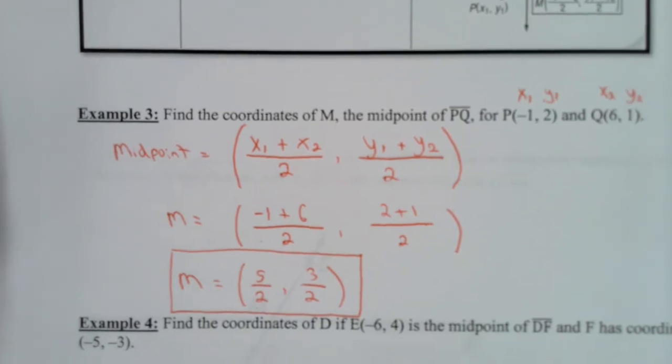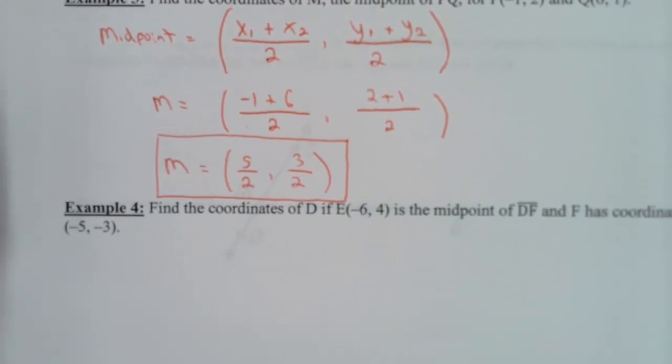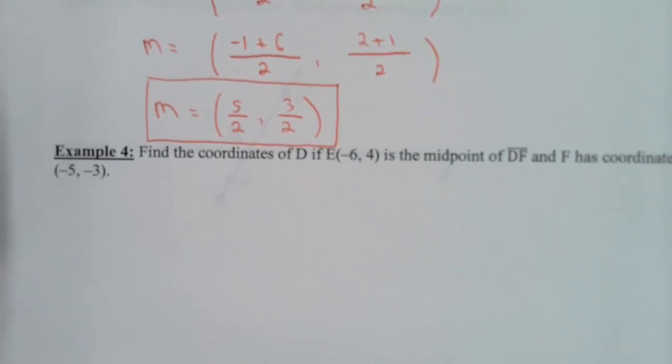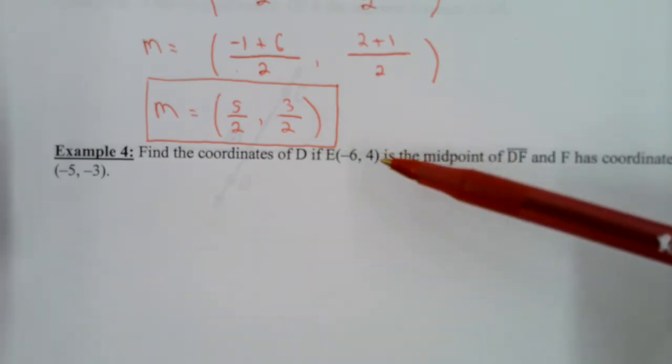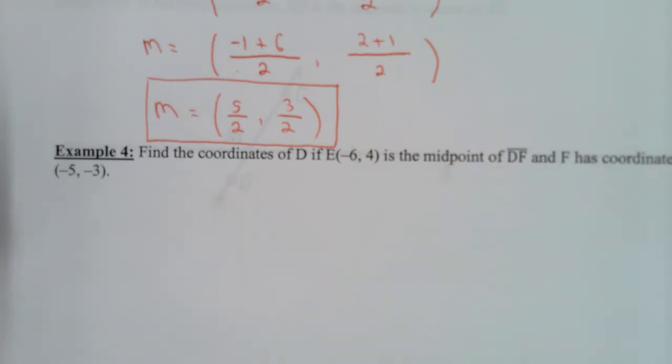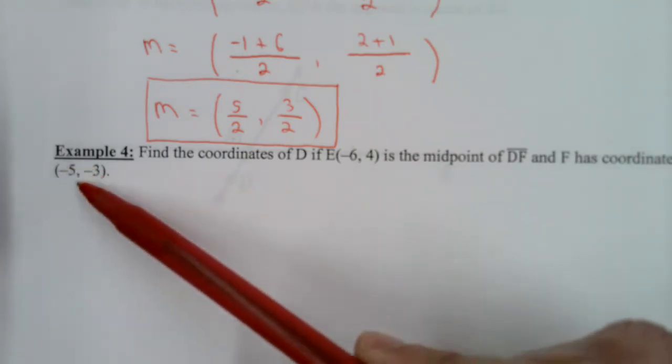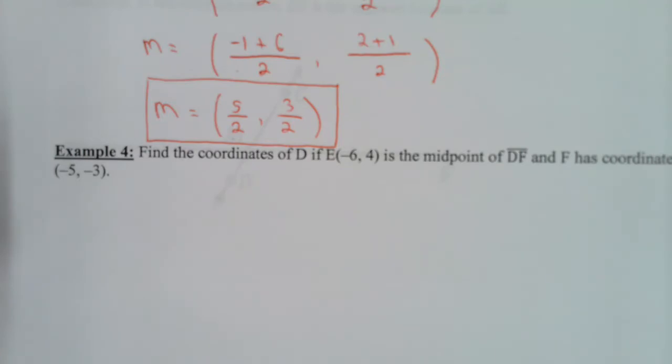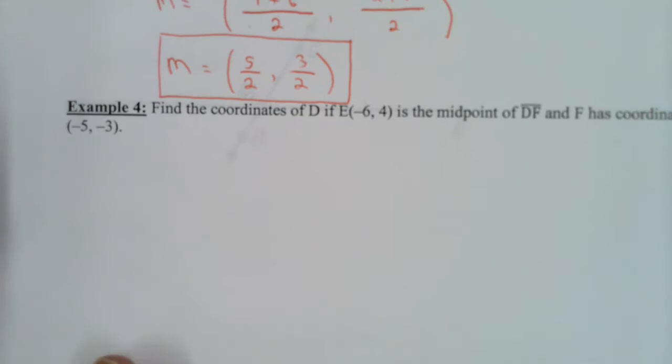Okay, now this next one is tricky. This time, E is the midpoint. So you're given the midpoint, and you're given one endpoint. You have to find the other endpoint. Okay, so this one's tricky. So here's what we're going to do.